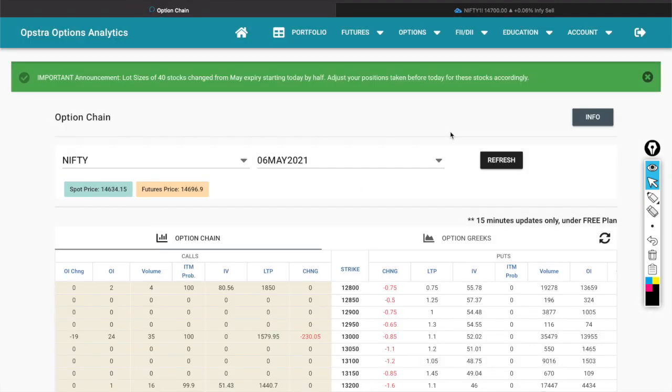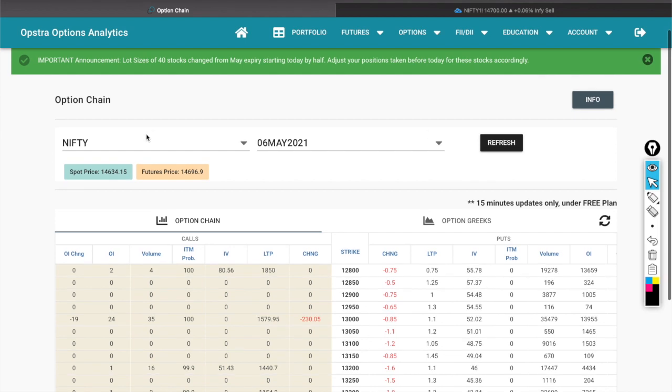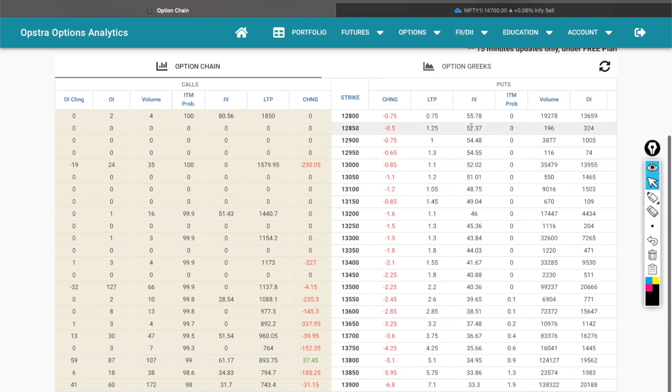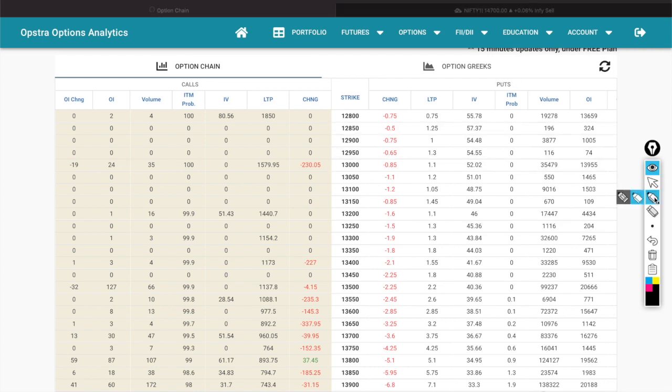When you click on this option chain, you will find here Nifty and 6 May 2021. 6 May means this is the coming expiry, that is Thursday. You just refresh it once more and come to the option chain. So this is basically our option chain data. On the right side we have our put data, and on the left side we have our call data. You can see this is the puts and this is the calls, right?